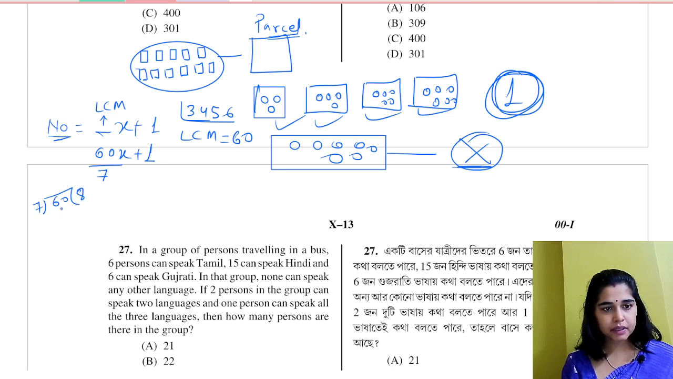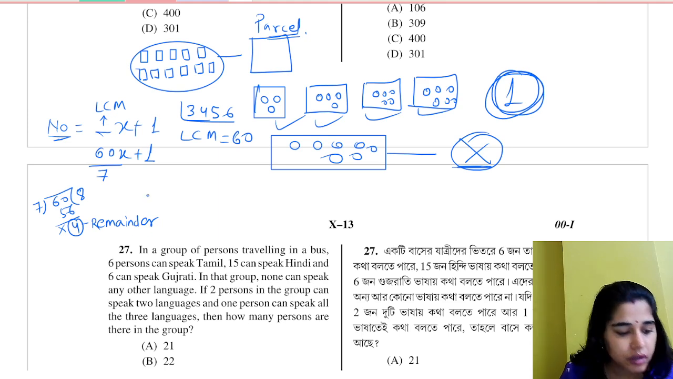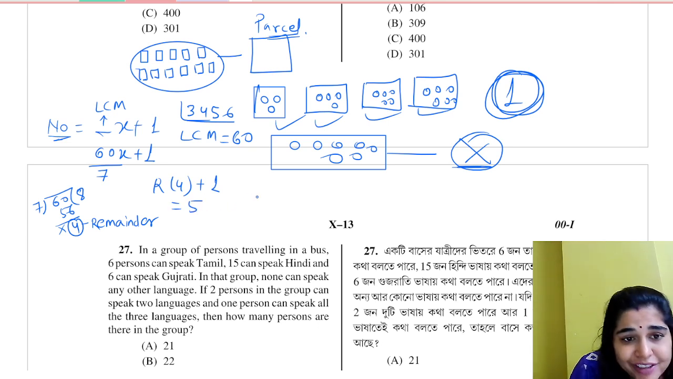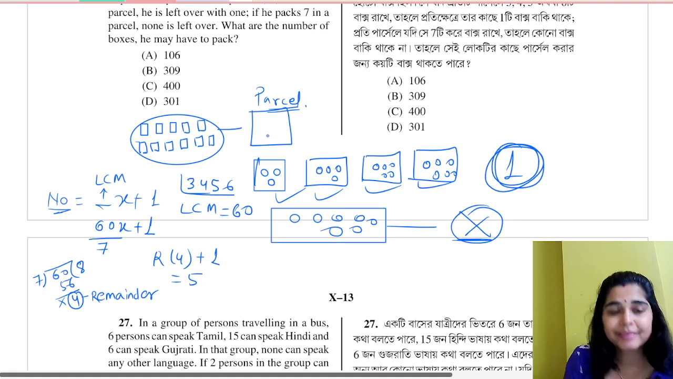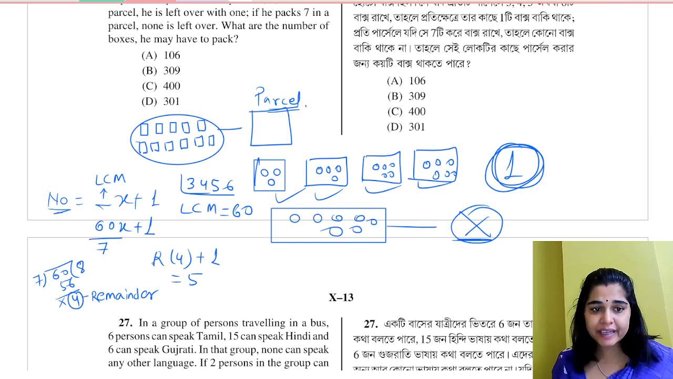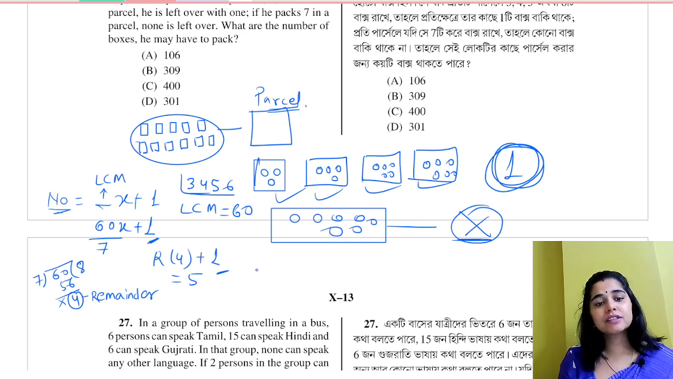7 times 8 is 56, so 4 will be your remainder. So the remainder is 4, plus 1, so the total is 5. Now we have to move to the options and see which option is divisible by 5. If you divide all the options and you get remainder 1, that means the answer will be correct.